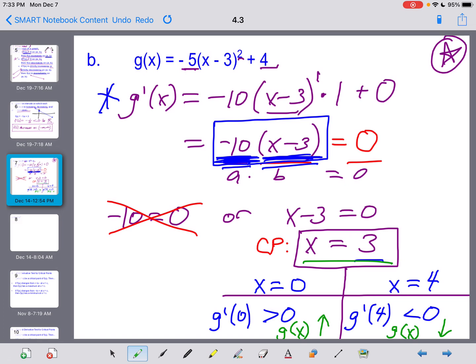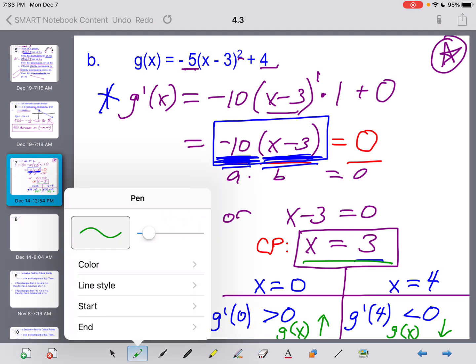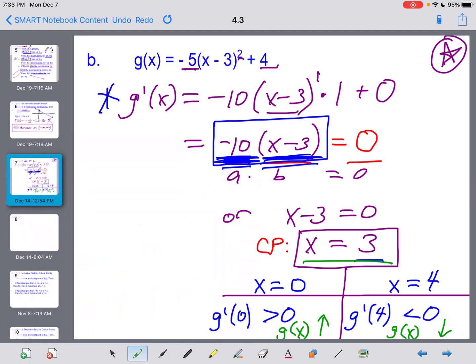So we now have enough information. I'm going to go ahead and get rid of this, guys. We now have enough information to answer this question here. The directions said state the intervals on which your function is increasing or decreasing.